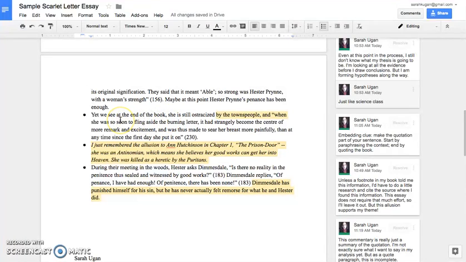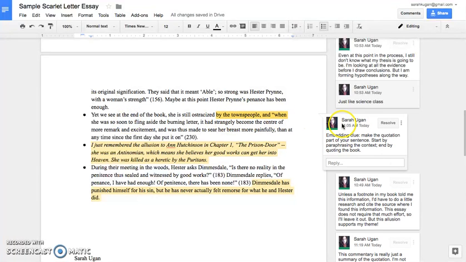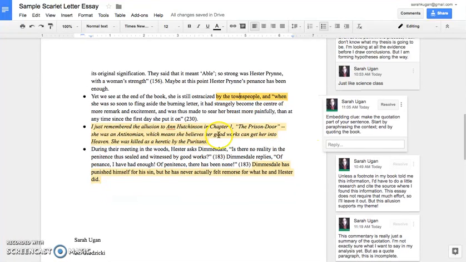In the next one, again, I embedded the quote, saying, yet we see at the end of the book, she, Hester, is still ostracized by the townspeople, and when she was so soon to fling aside the burning letter, it had strangely become the center of more remark and excitement, and was thus made to sear her breast more painfully than at any time since the first day she put it on. As far as embedding goes, it works to make the quotation part of your sentence. Start by paraphrasing the context and end by quoting the book.